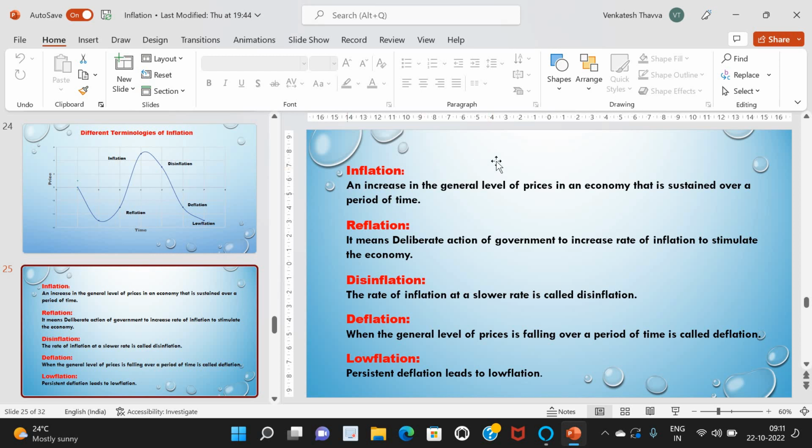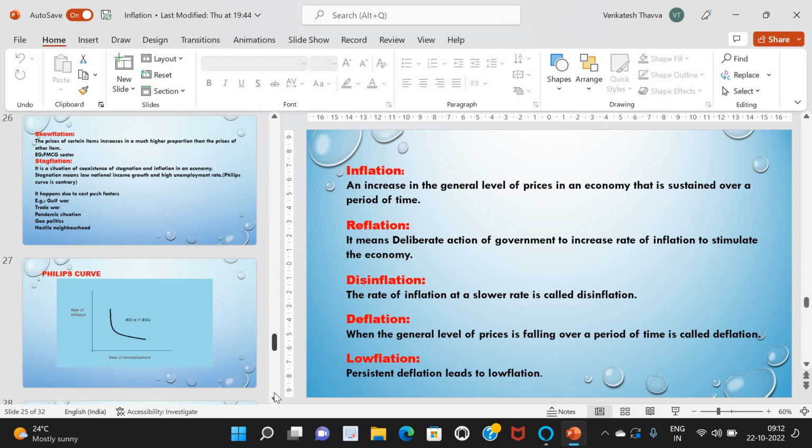See here, inflation: an increase in the general level of prices in an economy that is sustained over a period of time. Reflation: deliberate action of the government to increase the rate of inflation to stimulate the economy. Disinflation: the rate of inflation at a slower rate is called disinflation. Next, deflation: when the general level of prices is falling over a period of time. Next, lowflation: persistent deflation leads to lowflation.